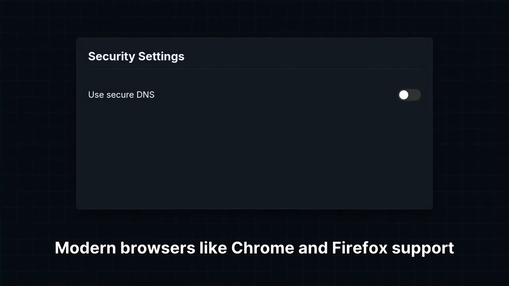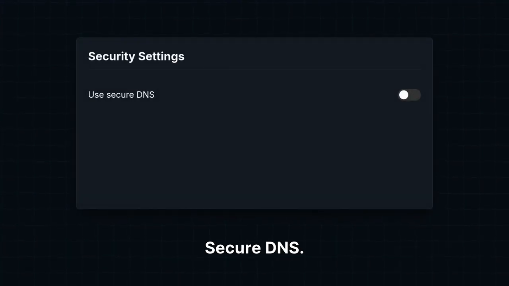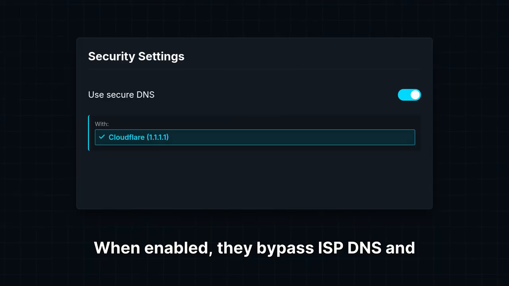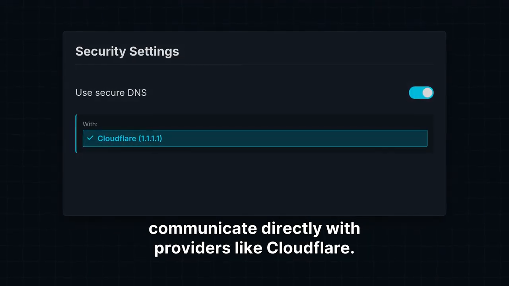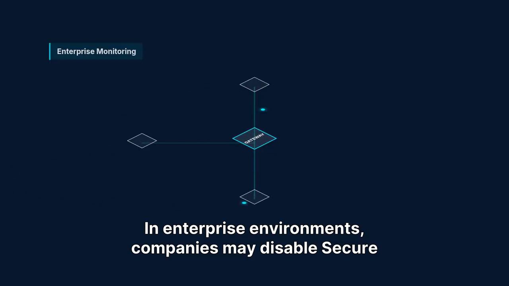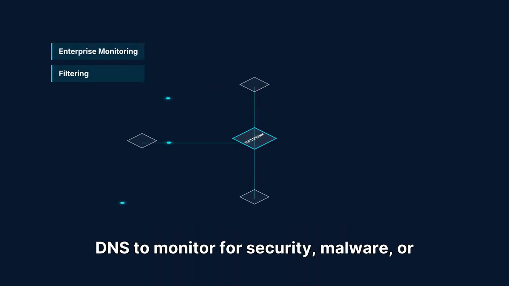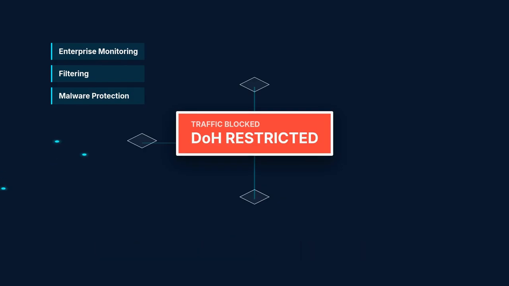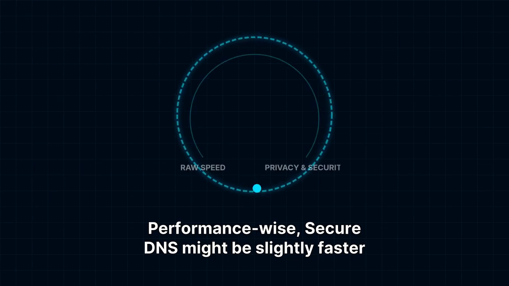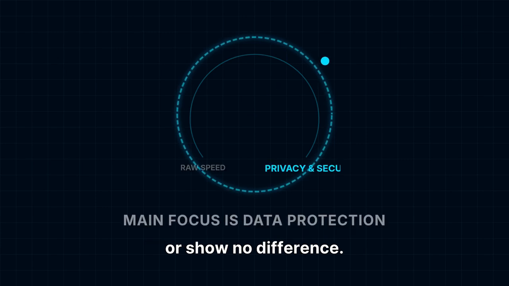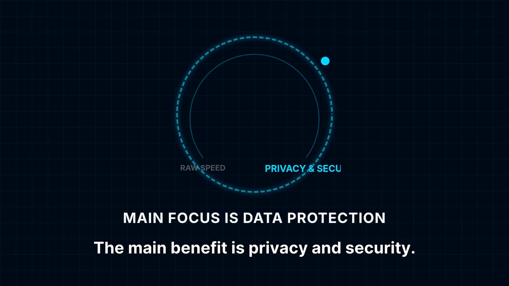Modern browsers like Chrome and Firefox support secure DNS. When enabled, they bypass ISP DNS and communicate directly with providers like Cloudflare. In enterprise environments, companies may disable secure DNS to monitor for security, malware, or content filtering purposes. Performance-wise, secure DNS might be slightly faster or show no difference. The main benefit is privacy and security.